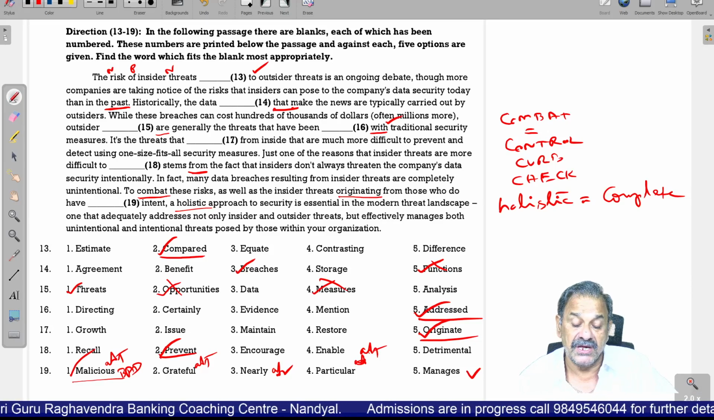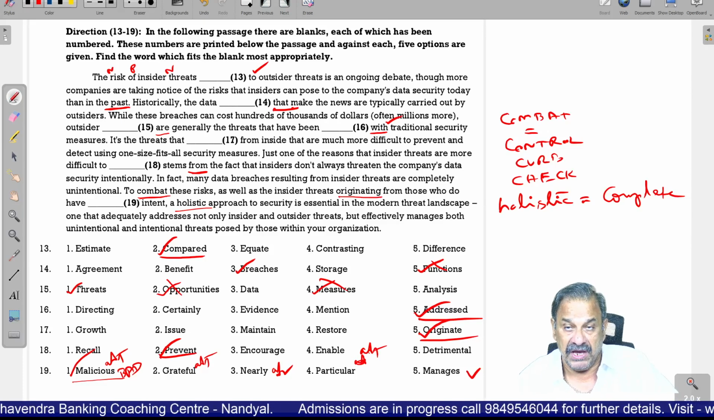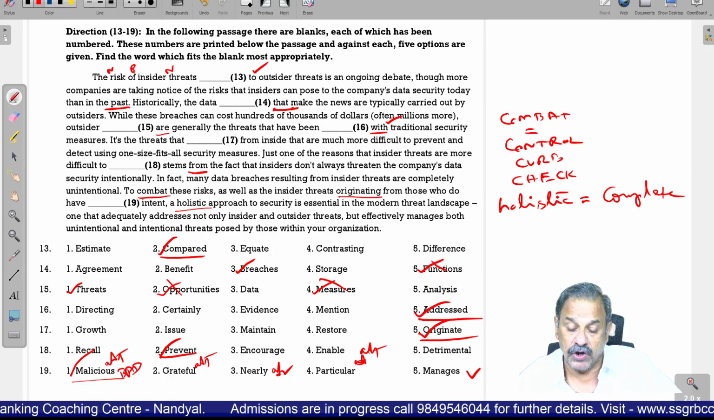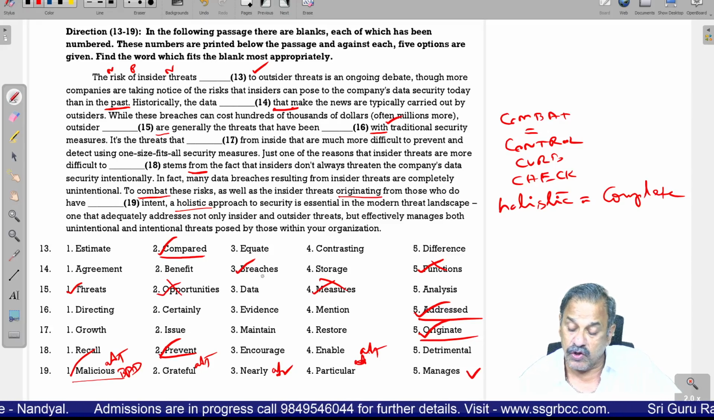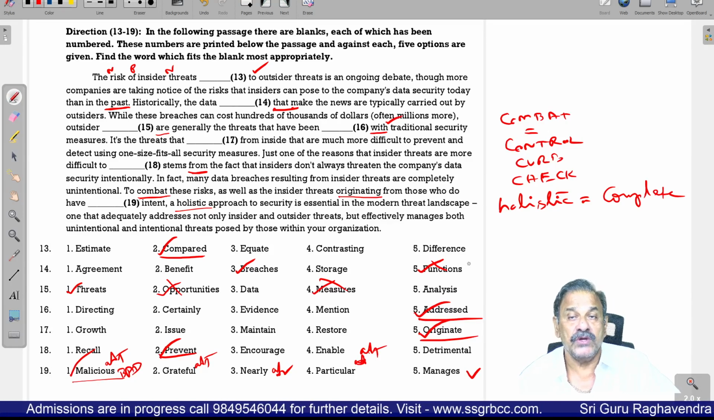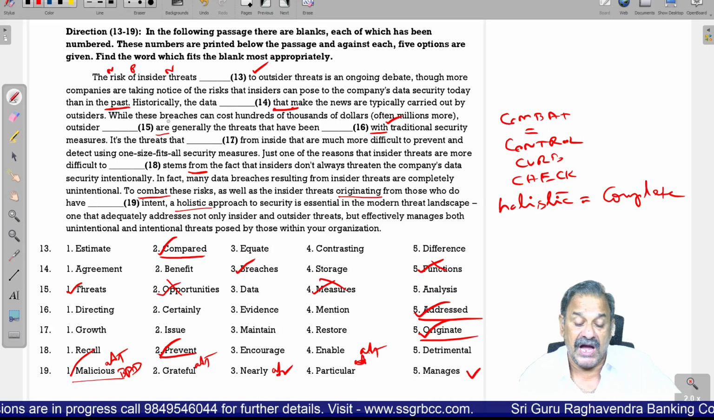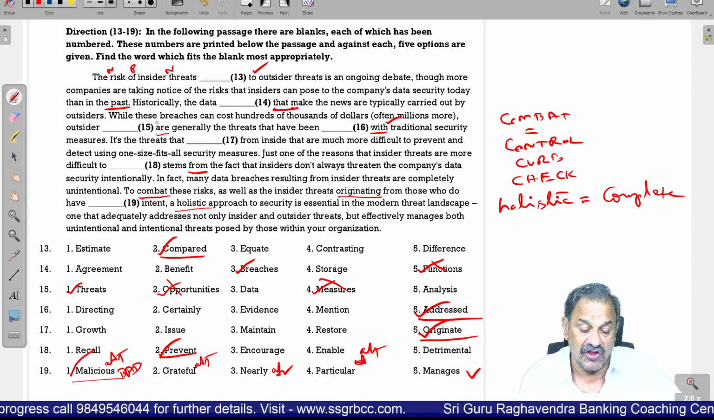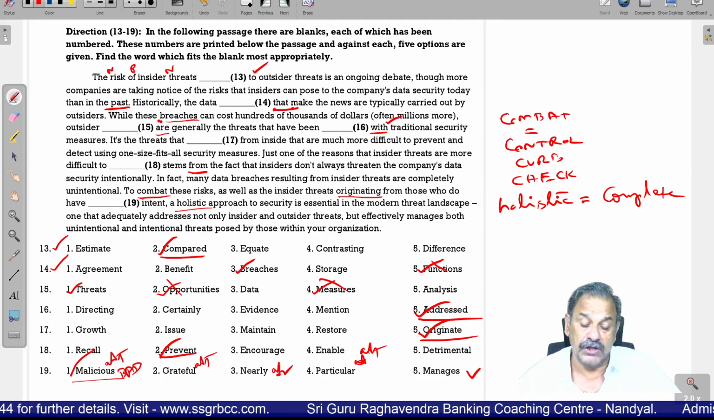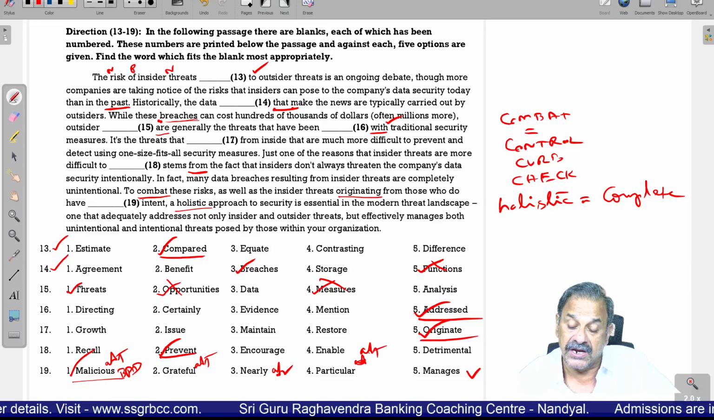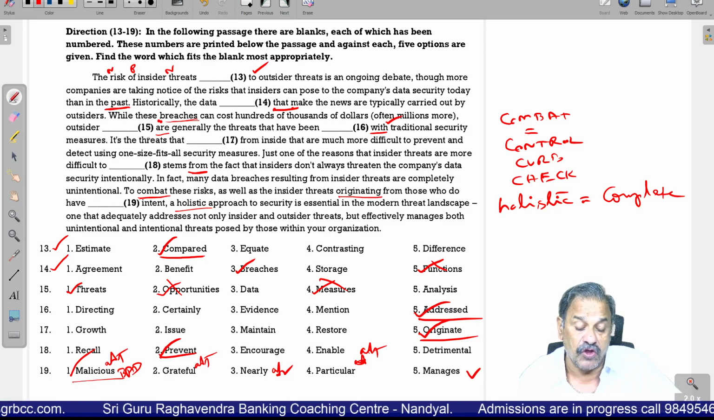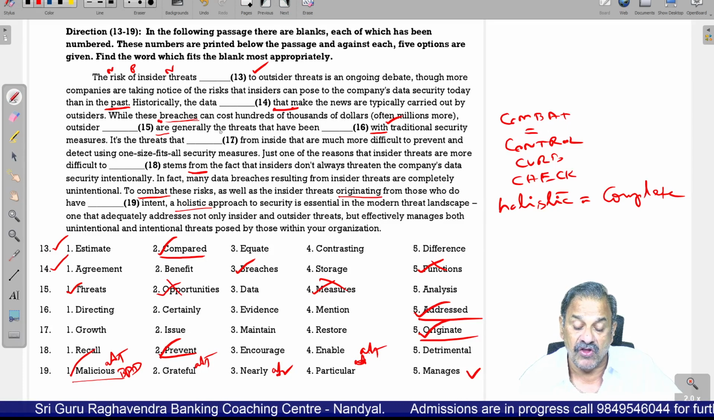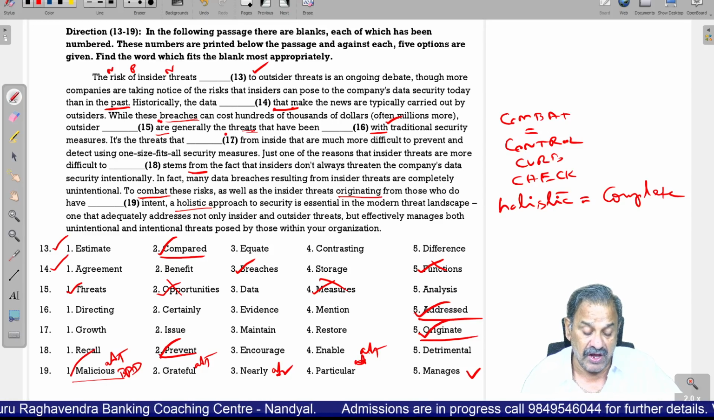Then come to the 14th one. Make is a plural verb, so there we have to use a plural noun. If you read the plural nouns, breaches, functions, data is going to breach. Again, we read the next sentence. Here you get the clue, breaches. So we have to use breaches. The 13th and 14th we can easily identify. Then, while the breaches can cost hundreds of thousands of dollars, outsider dash are generally the threats. Again, outsider threats, insider threats. Again, we have to use threats.